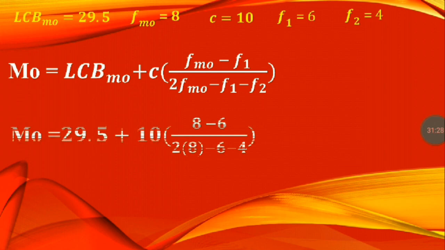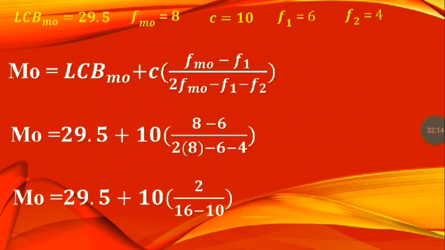Okay. And now we are going to substitute the values. We have mode is equal to the lower class boundary of the modal class plus the class interval times the quantity of the frequency of the modal class minus the frequency of the preceding class, and all over 2 times the frequency of the modal class minus the frequency of the preceding class minus the frequency of the class after the modal class. So substitute all the values. So mode is equal to 29.5 plus 10 times the quantity of 8 minus 6 all over 2 times 8 minus 6 minus 4.